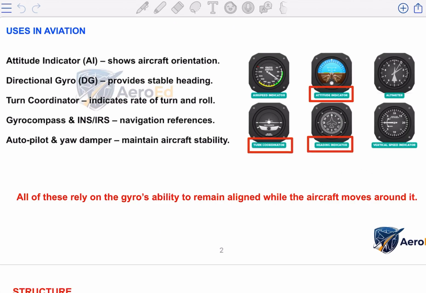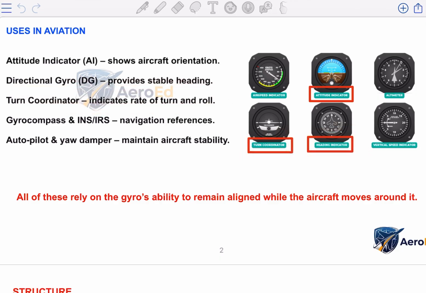So what are the uses of a gyroscope in aviation? This is the six pack, and three of them use gyros. The first one is the attitude indicator, which shows aircraft orientation. The second one is the DGI, the directional gyro, which provides stable heading. And the third one is the turn coordinator, which indicates rate of turn and roll.